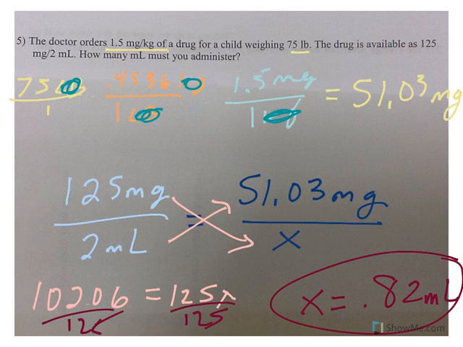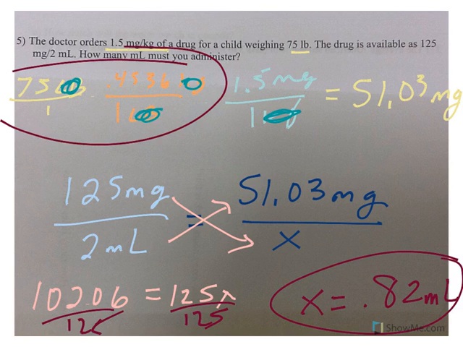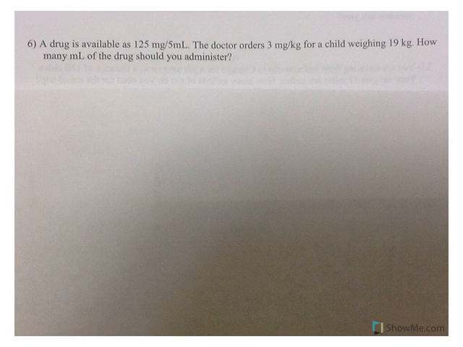Right? Okay, super important to change to kilograms first, right? You're going to overdose people if you don't. And last problem in this video, number 6. A drug is available in 125 milligrams to 5 milliliters. The doctor orders 3 milligrams per kilogram for a child weighing 19 kilograms. How many milliliters should you give?